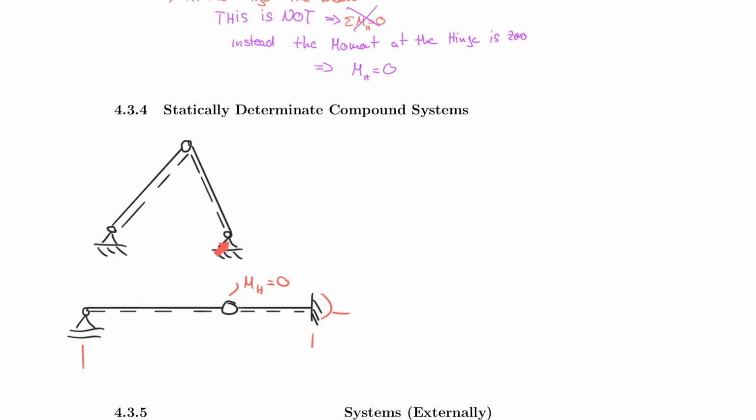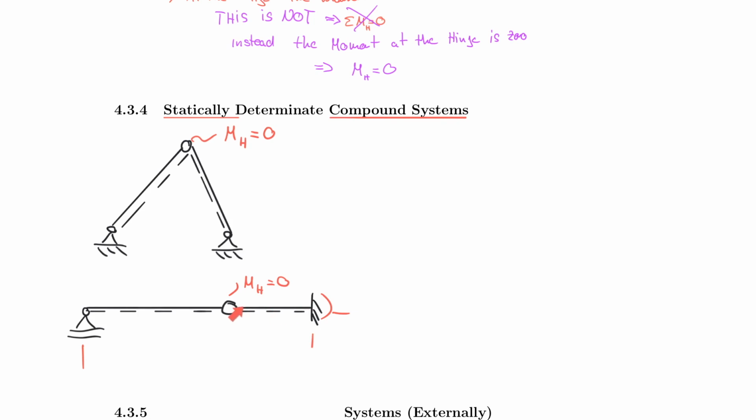This is true here as well. So let's write down that here I also have a hinge and I know that the moment at the hinge is equal to 0. So these are two kinds of statically determinate compound systems. And you now understand why they are statically determinate and also why they're compound systems. So they're statically determinate because you can still solve them with equilibrium, but you have compounded the systems.